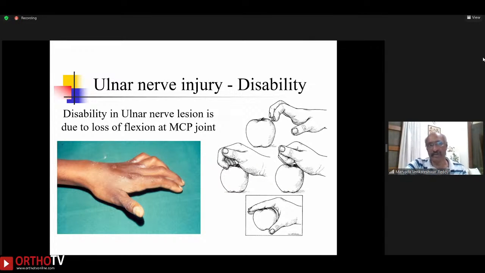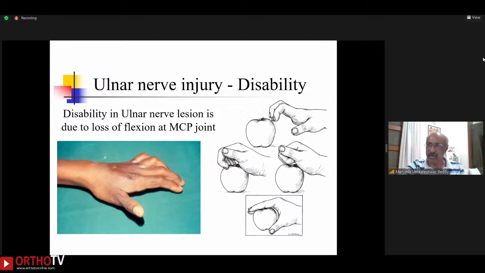Before you go for reconstruction, usually I ask the student, what is the disability the patient has if he has a claw hand? The usual disability is weakness of grasp, especially the large grasp he cannot do, and power grasp is also weak. As you can see here, when he tries to hold an apple, there is no flexion of the metacarpophalangeal joint and the object moves away. So this is the big disability.